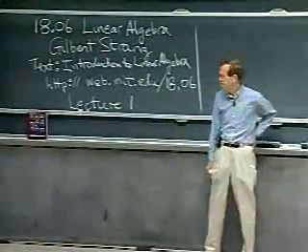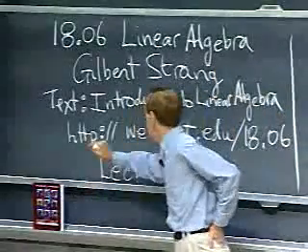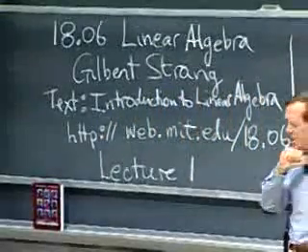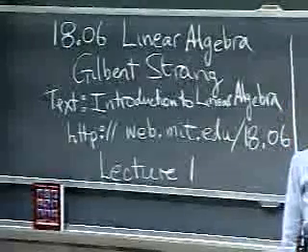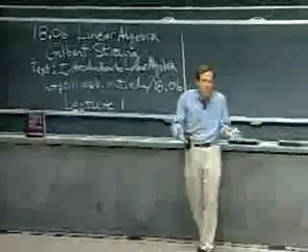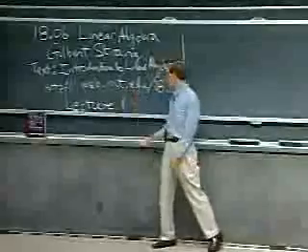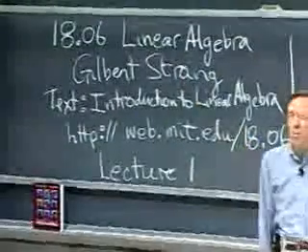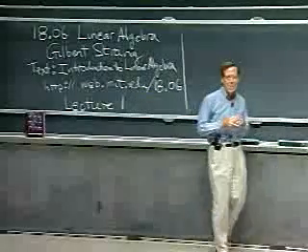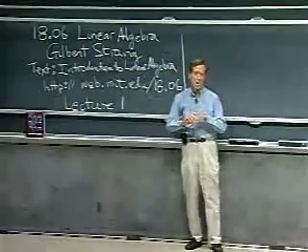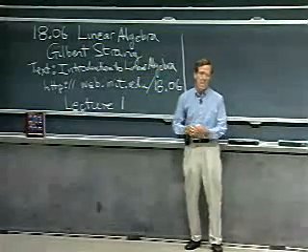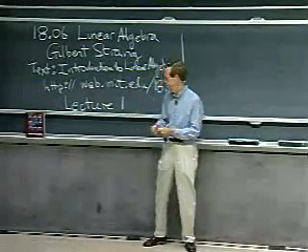The text for the course is this book, Introduction to Linear Algebra, and the course webpage, which has a lot of exercises from the past, MATLAB codes, and the syllabus for the course, is web.mit.edu/18.06. And this is the first lecture, lecture 1. Later we'll give the web address for viewing these videotapes. Okay, so what's in the first lecture?